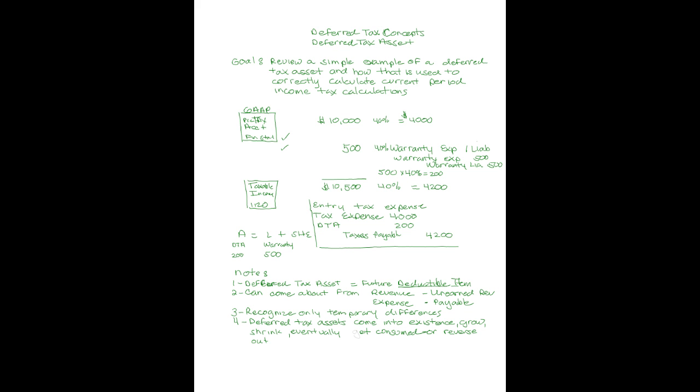Lastly, I'll say a deferred tax asset can come into being in one year. It can get bigger the next year. It can shrink. It can have a component that grows and shrinks, and you'll have the net effect changing it. But eventually it's going to get consumed, or another way to say that is eventually it's going to get completely reversed out. Otherwise it would be a permanent difference and we wouldn't recognize those.